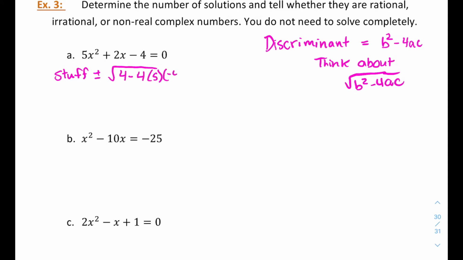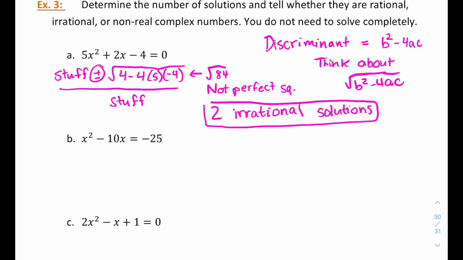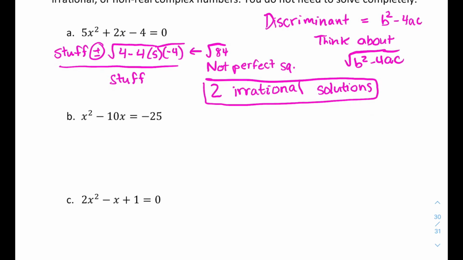If I just ignore everything else from the quadratic formula except the discriminant and plug my values in, I'm going to end up with 84 for my discriminant inside of my radical. Now, square root of 84 isn't a perfect square. Square root of 84 is an irrational number, which means that I'm going to have two irrational solutions for this equation. There's two of them because, don't forget, you have the plus or minus, so I have some values, plus my square root of 84, and then a different solution from those values, minus square root of 84.